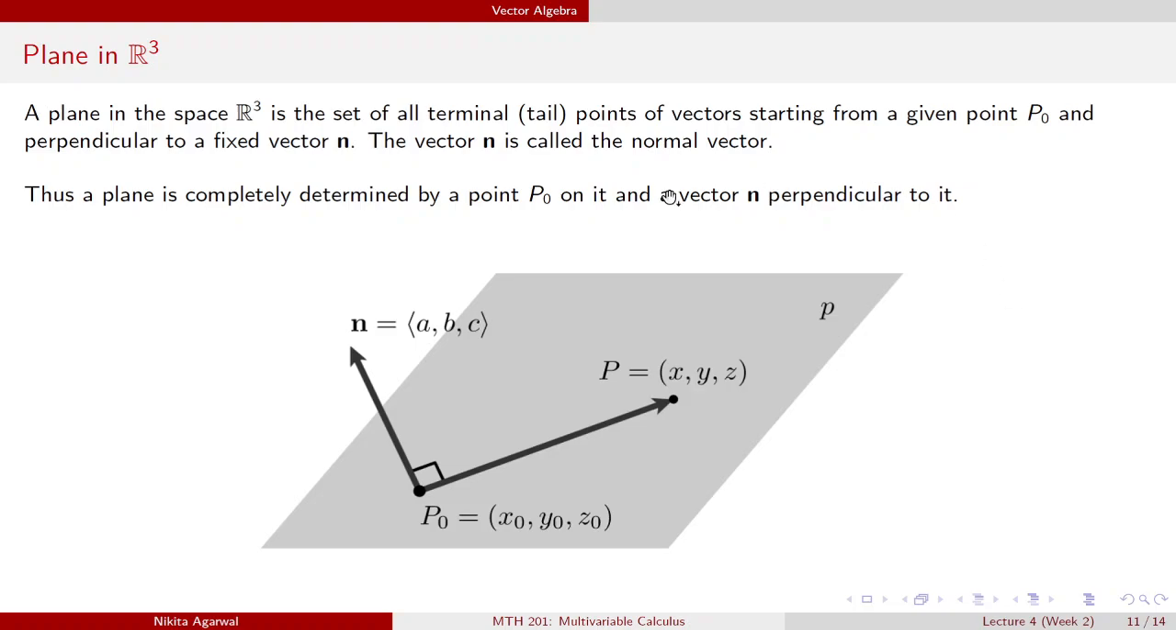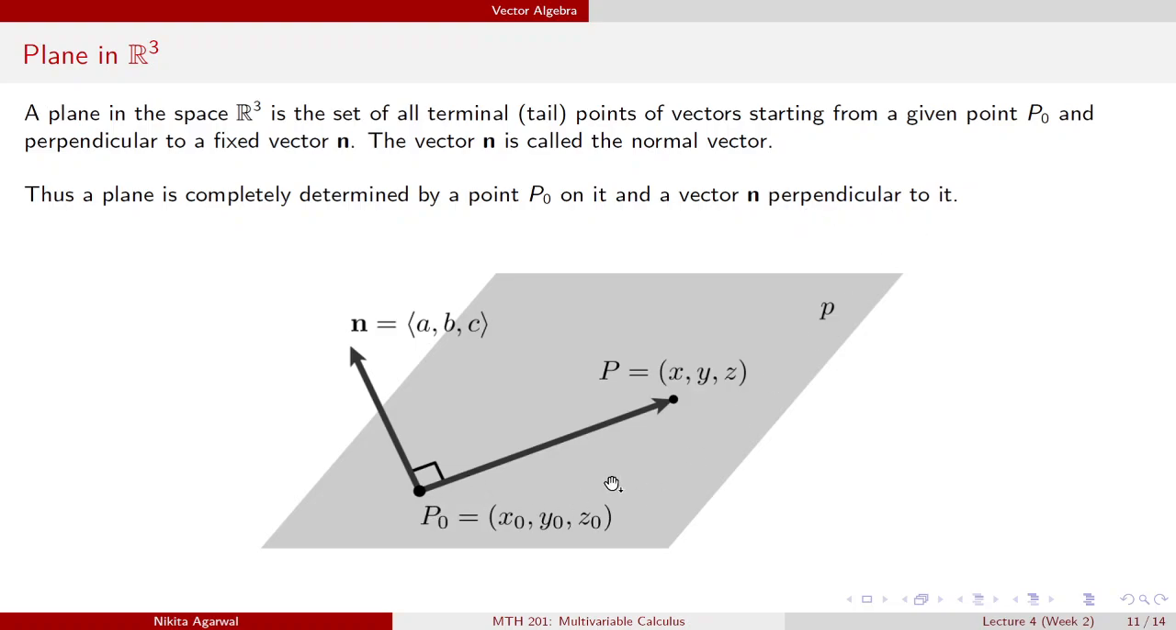A plane is the set of all terminal points of vectors starting from a given point P naught and perpendicular to a fixed vector n. The vector n is called the normal vector. Thus, a plane is completely determined by a point P naught on it and a vector perpendicular to it.